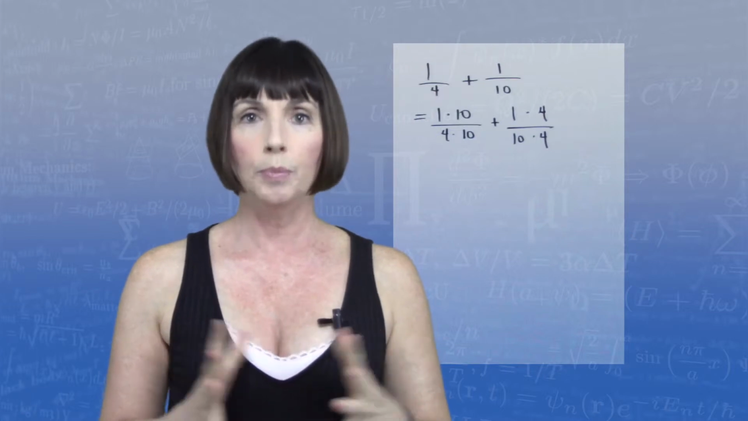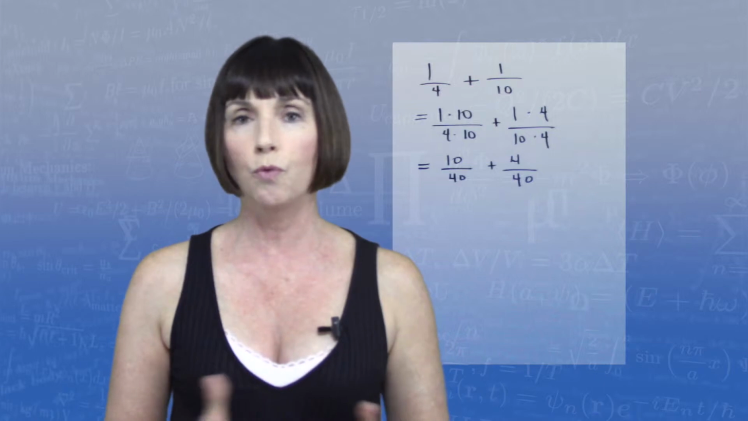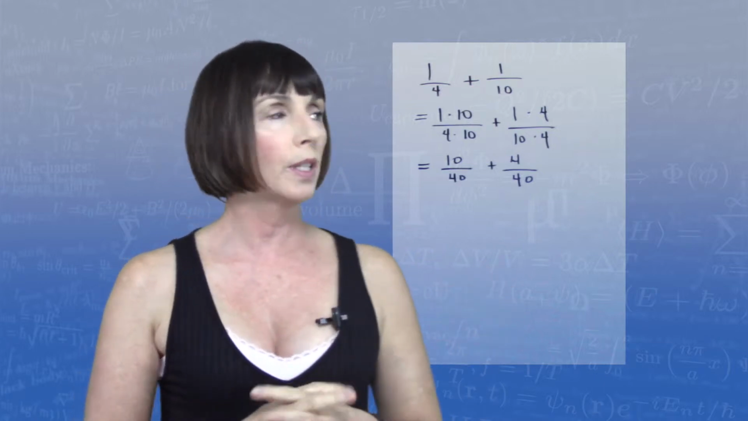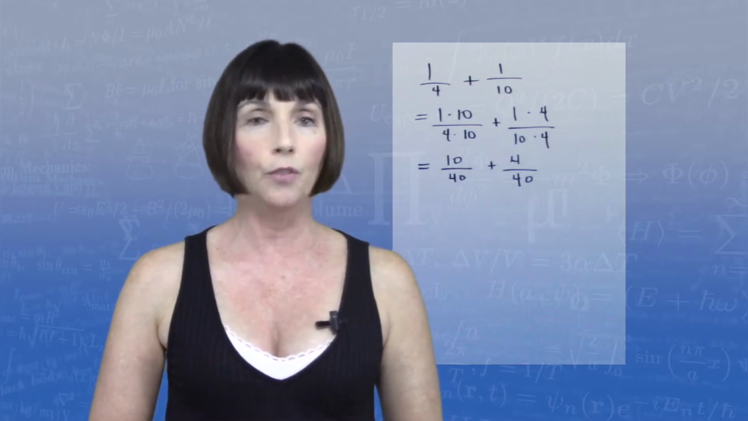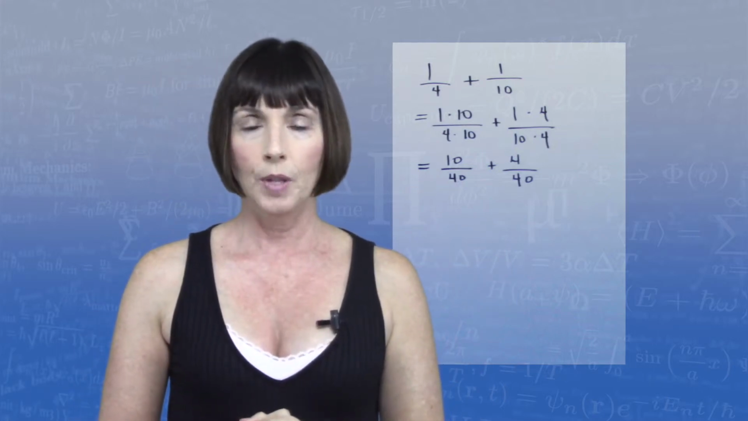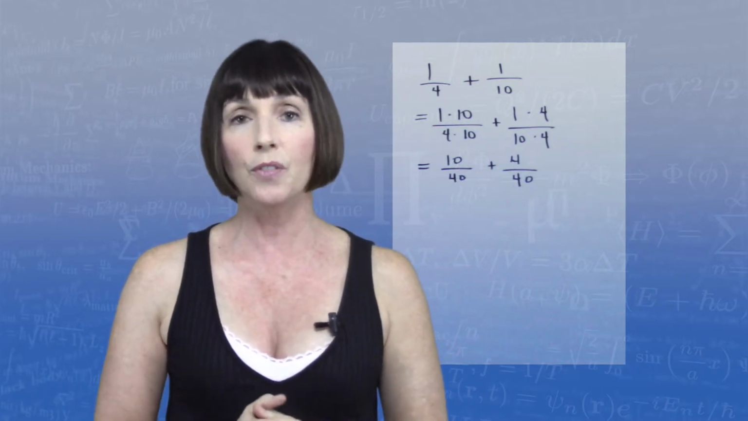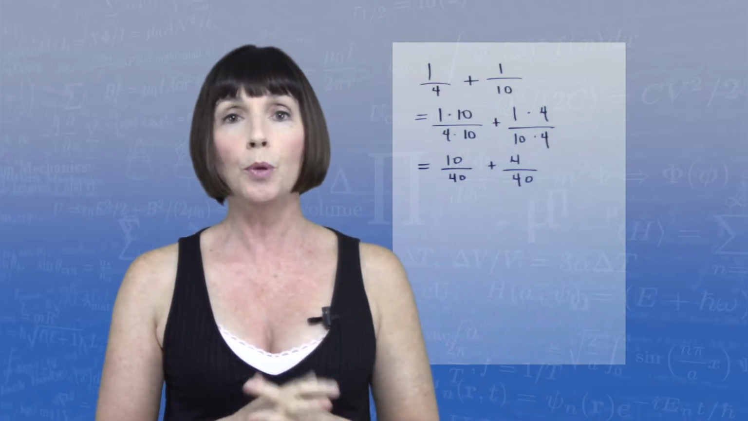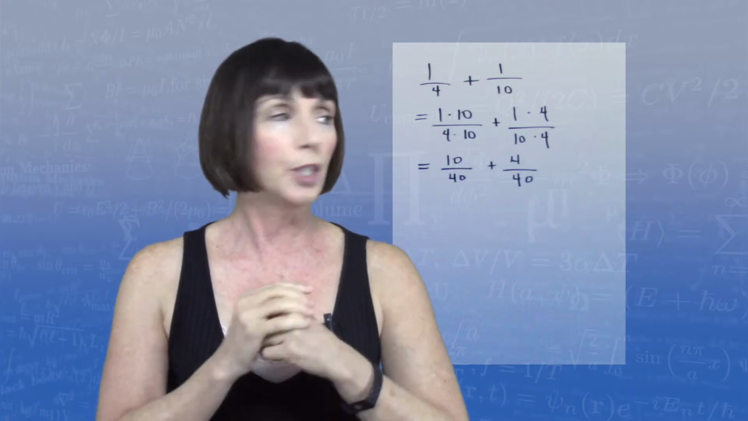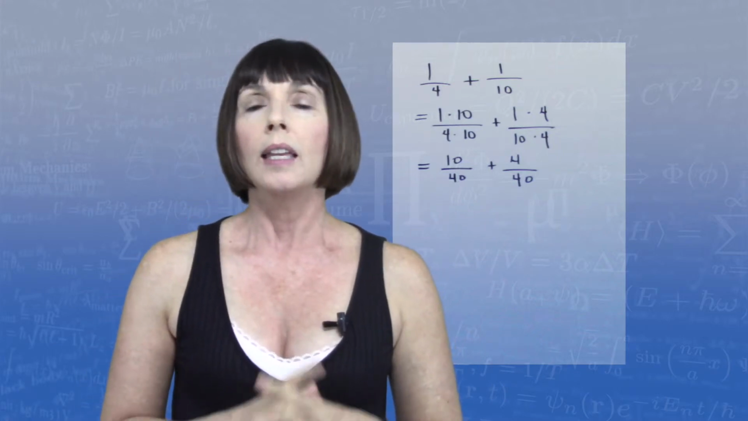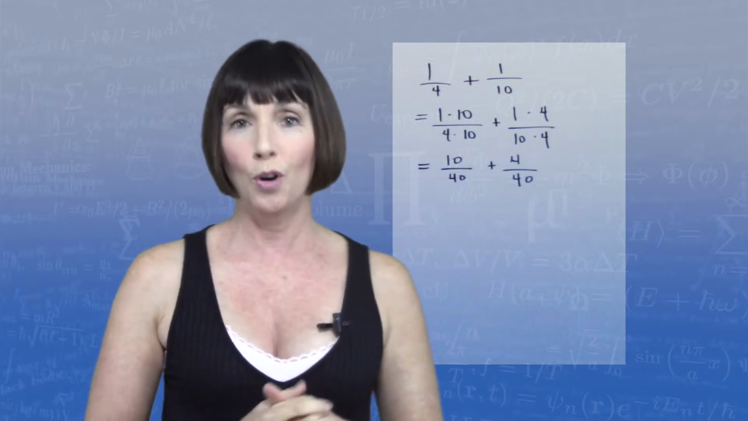All right, let's simplify that a little bit. That gives me 1 times 10 is 10, 4 times 10 is 40, plus 1 times 4 is 4, and 10 times 4 is 40. Now I have the same denominator for both of my fractions. With the denominators the same, we can now compare the size of these fractions simply by looking at the numerators. And you'll notice the fraction that represents 1 over 4, which is now 10 over 40, is greater than the fraction that represents 1 over 10, which is now 4 over 40.